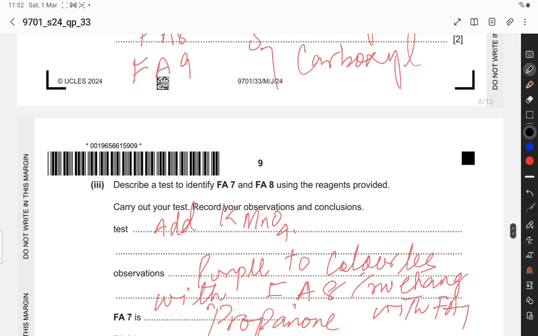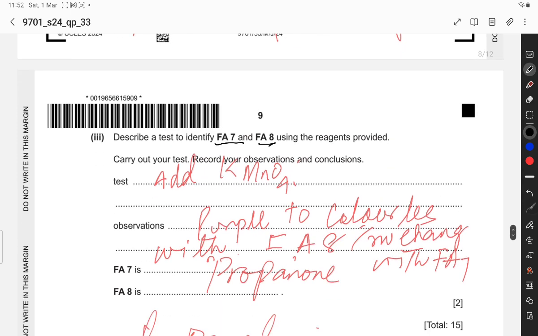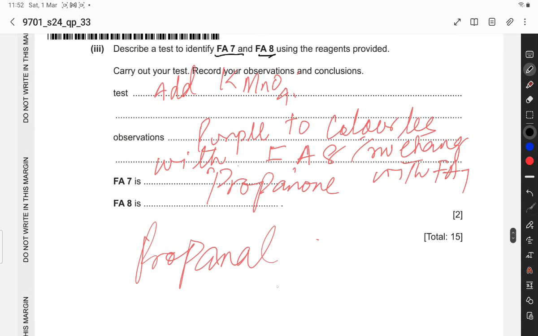Describe a test to identify Fa7 and Fa8 using the reagent provided. Carry out your test, record your observation and conclusions. Test A, add potassium manganate. Observation: purple to colorless with Fa8 and no change with Fa7, because the ketone is not further oxidized, so there is no change with Fa7. So Fa7 will be the ketone, propanone, and Fa8 will be the propanol, because propanol is further oxidized to form propanoic acid.